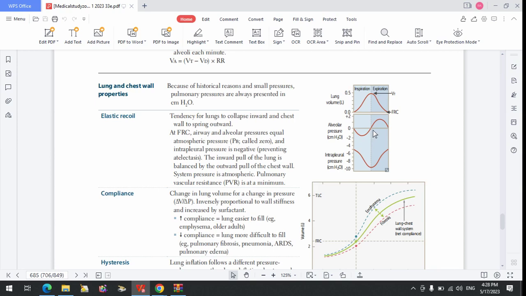Do you guys get it? Yes. So that is the way it works. Once it stops, the process starts again. Expiration will now take over.